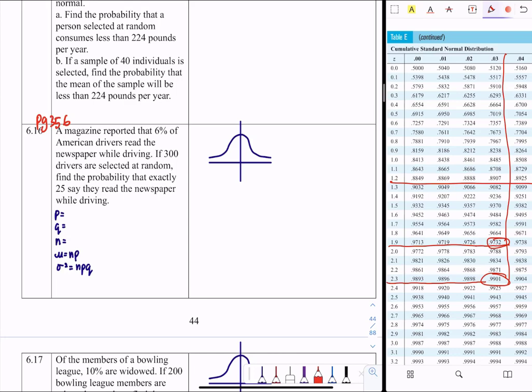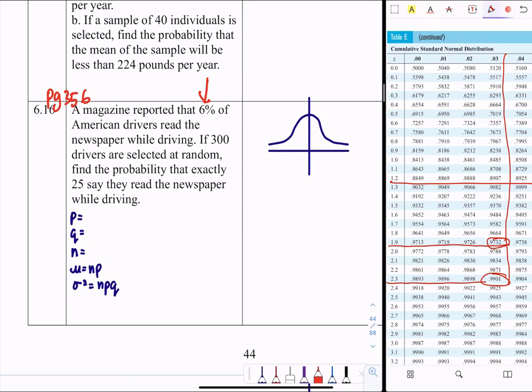A magazine reported that 6% of American drivers read the newspaper while driving. If 300 drivers are selected at random, find the probability that exactly 25 say they read the newspaper while driving. Of course, previously you learned about the mean and standard deviation, and now we involve the percentage or the fraction. So we need to extract out all the information first.